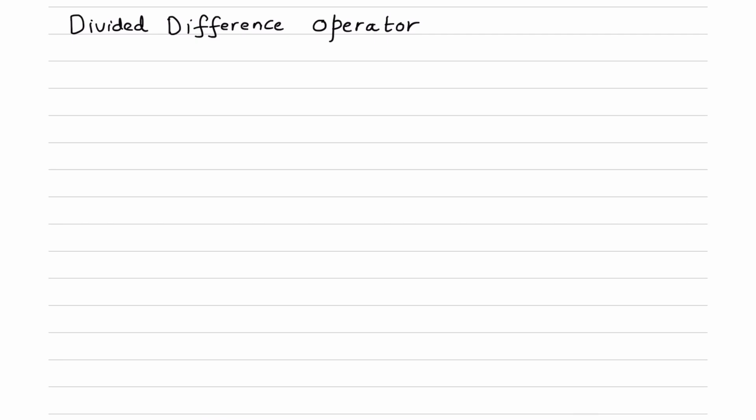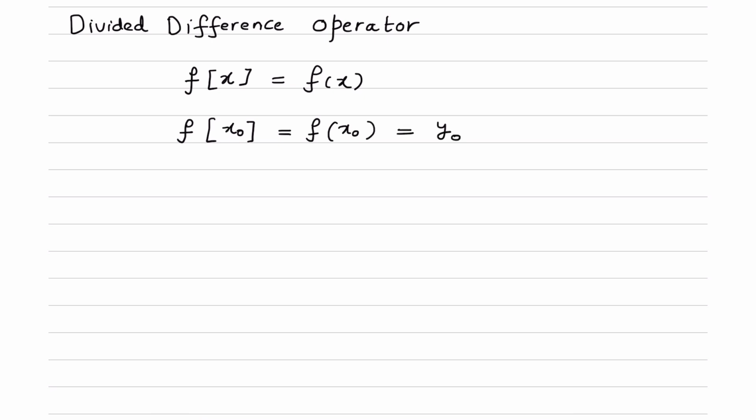In this video, we are going to talk about the divided difference operator. So how do we define this operator? We write f[x] just as f(x). If we have f[x0], it is the same as f(x0), which would be the same as y0. So f inside the square bracket, if there is only one x coordinate, you simply write f(x0), which is y0.